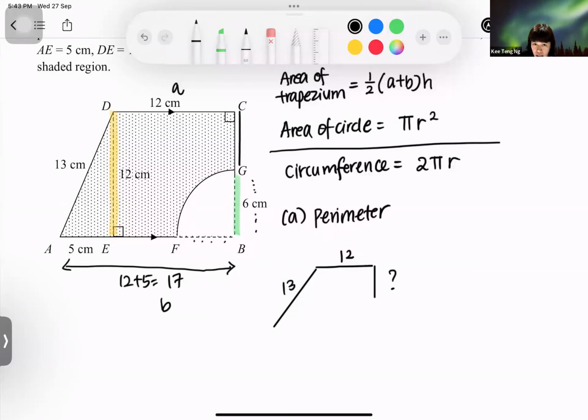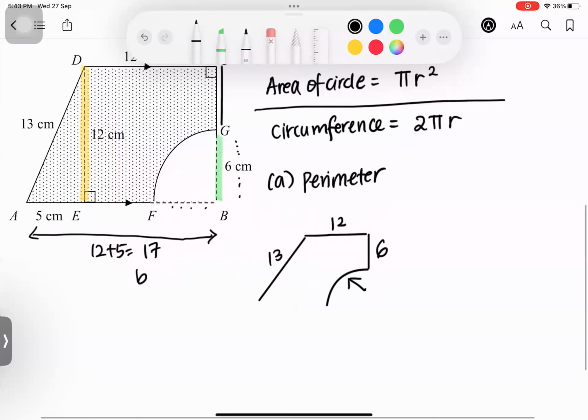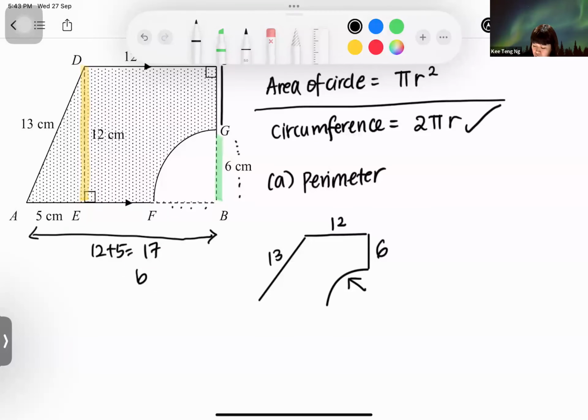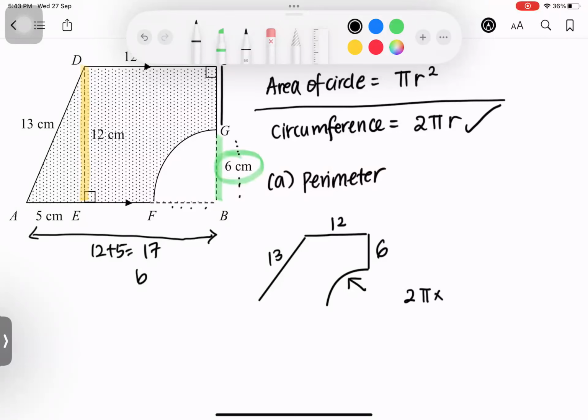Yes, so this one is 12, then this part is 6, right? So this one is 12 minus 6. This is 6. It's not divided by 2, but you minus away, right? Then now the question, I must find this arc over here. How to find this arc? Remember the circle, find the circumference of the circle. Circumference is 2 pi r. What is the r? The radius is 6.